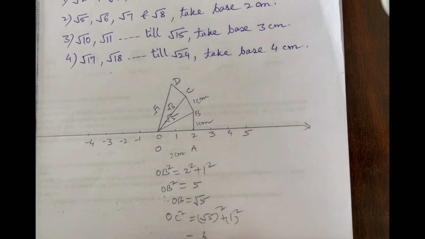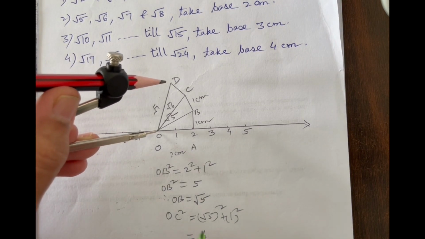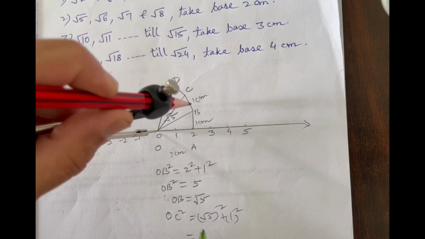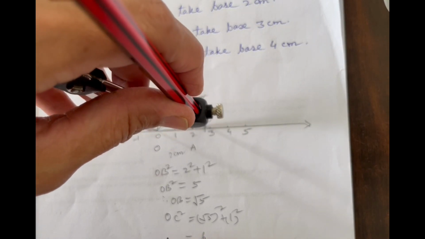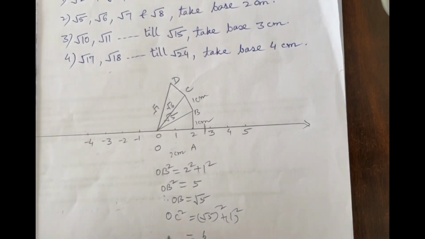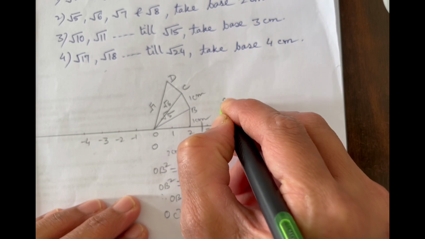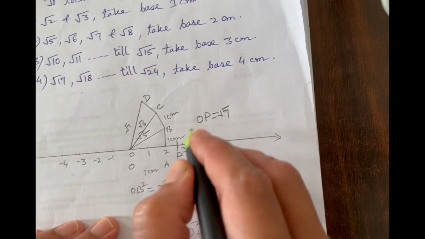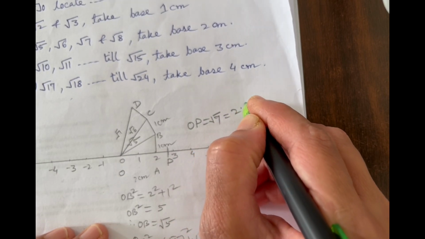Now what you will do is, you will place the compass point at O, stretch it till D, and then just mark on the line, right? And name it as, say, P. So OP is your required root 7, and that will be approximately, say, 2.6 something.